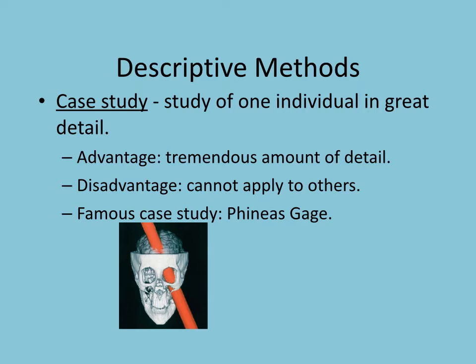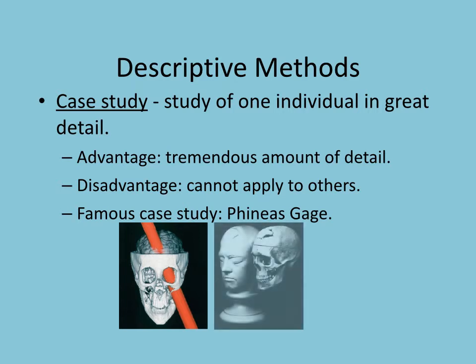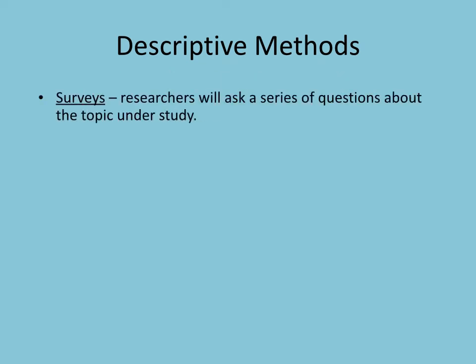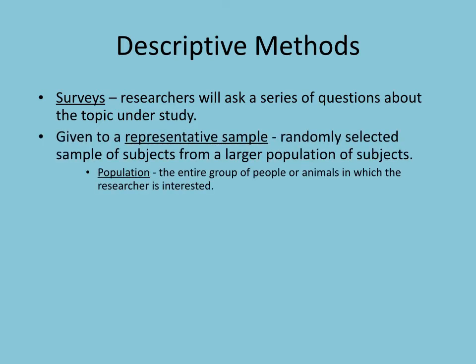So there are three major types: case study, experiment, and naturalistic observation. And then finally, we have surveys, which are the most popular way. And this is when researchers will ask a series of questions about the topic under study. You've all filled out surveys 1,000 times, and it gives us a representative sample. It's a random selected sample of subjects from a larger population.